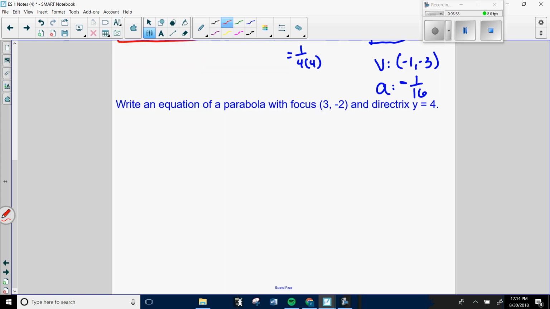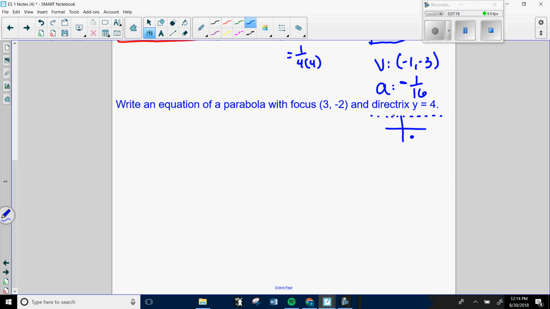Okay, so let's look at the last one for this particular type of problem. Again, the easiest way is to graph it. So I'm going to graph this. So here's my coordinate plane. My focus is at 3, 2. So go to the right 3, down 2. I have a directrix of y equals 4. Y is a horizontal line at +4. So my directrix is right there.